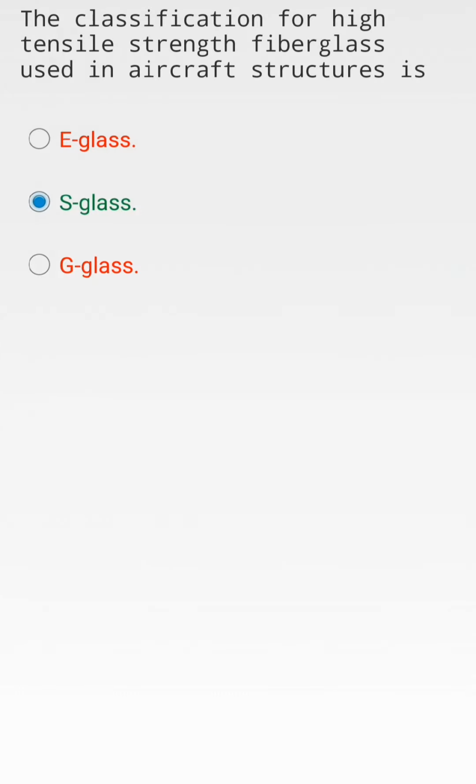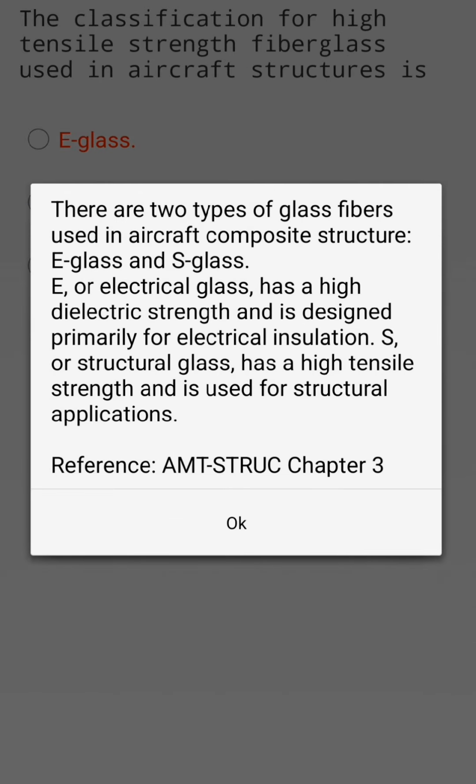The classification for high tensile strength fiberglass used in aircraft structures is S-glass. There are two types of glass fibers used in aircraft composite structure, E-glass and S-glass. E or electrical glass has a high dielectric strength and is designed primarily for electrical insulation. S or structural glass has a high tensile strength and is used for structural applications.